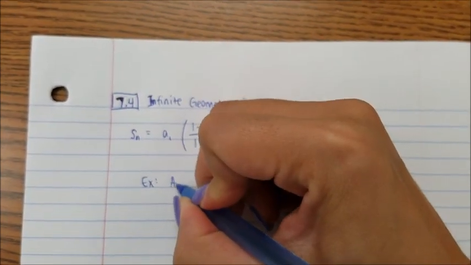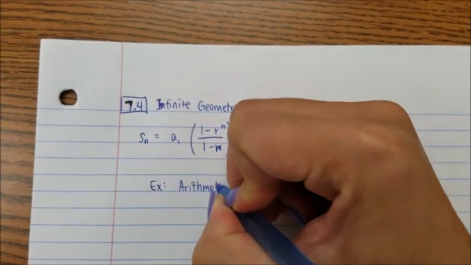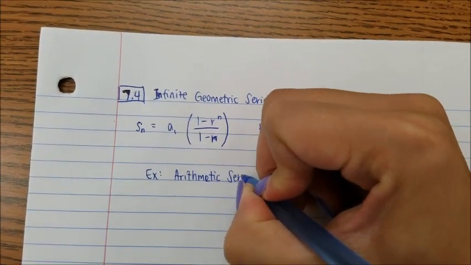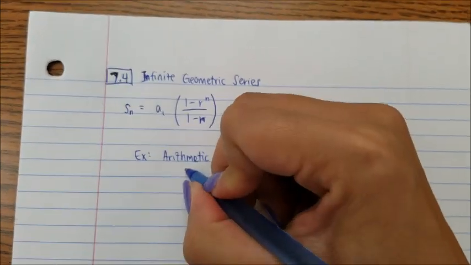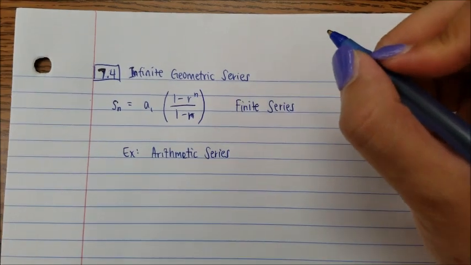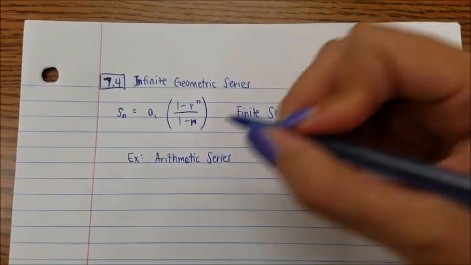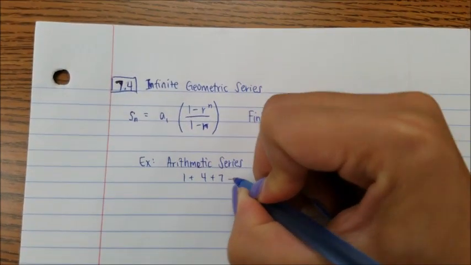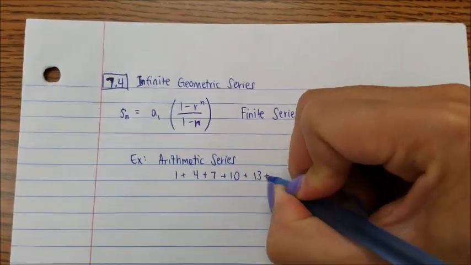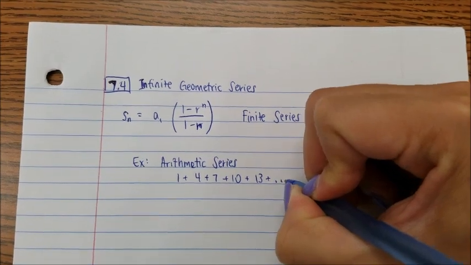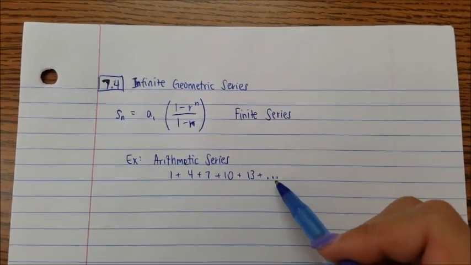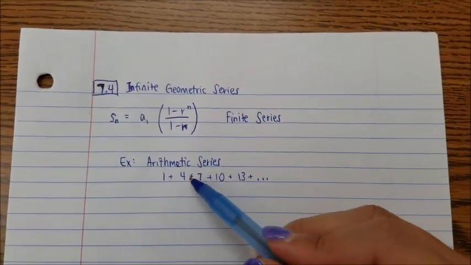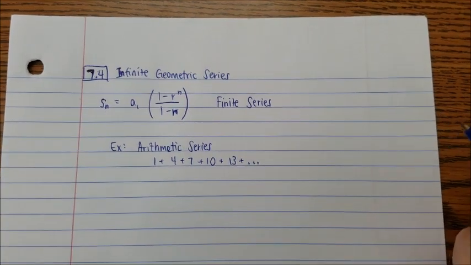So if we had an arithmetic series where we were adding up numbers that had some sort of adding or subtracting pattern to it. So let's say we did 1 plus 4 plus 7 plus 10 plus 13 plus dot dot dot. So this will go on forever because of the dot dot dots. This has an adding pattern of 3, so the common difference is 3.